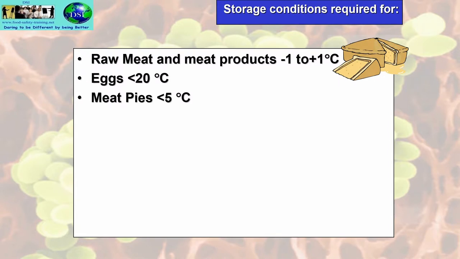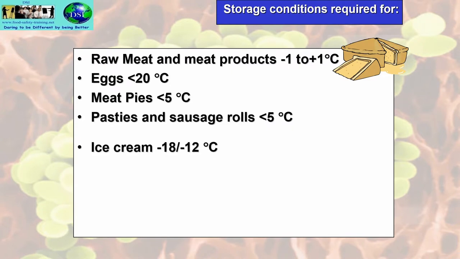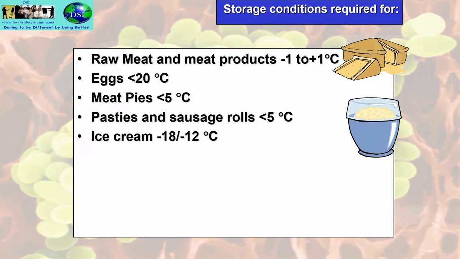Meat pies, for example, should be at less than 5 degrees C, so again, refrigerated. Pasties and sausage rolls, refrigerated, less than 5. Ice cream between minus 18 and minus 12. You will find when you're trying to serve ice cream at minus 18 or lower, it is like solid concrete. So bringing it up to minus 12 is okay. It's not going to hurt the food safety and it will be easier to scoop.